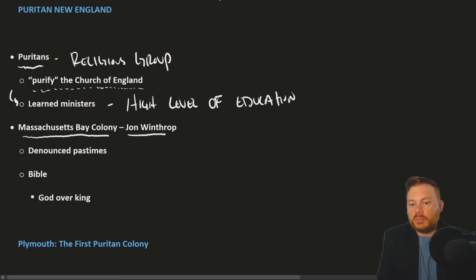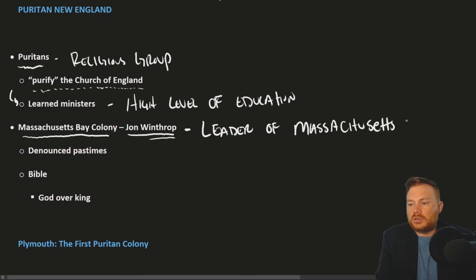John Winthrop, we haven't been exposed to him before. He really is sort of like the authoritarian or dictatorial leader of the Puritan colony, right? So we might say the leader of the Massachusetts colony. And he really does rule it sort of like a king.